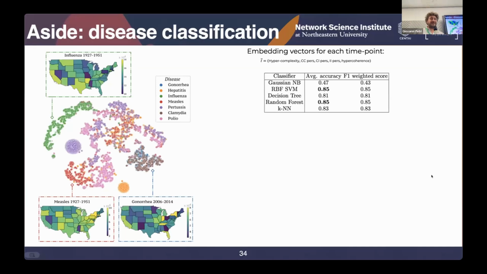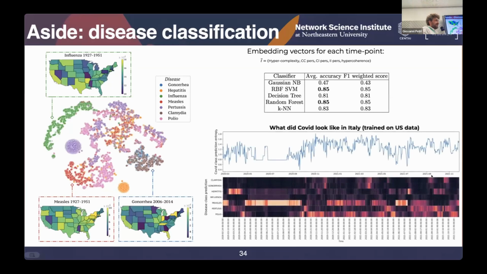The part that is not in the paper is that you can play, right? Because this classifier only sees that little vector, 5-dimensional vector, right? Extracted from topological features, and take COVID data from Italy that this classifier has never seen, and play the same game and ask the classifier, what do you think COVID looked like at a certain point in time, right? And so this is Italy. These are different diseases that the classifier has seen.